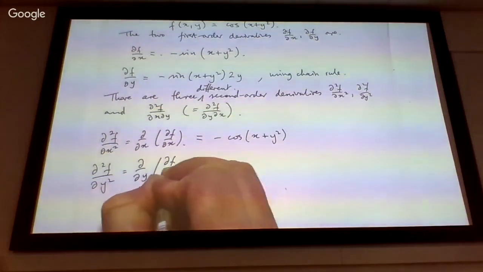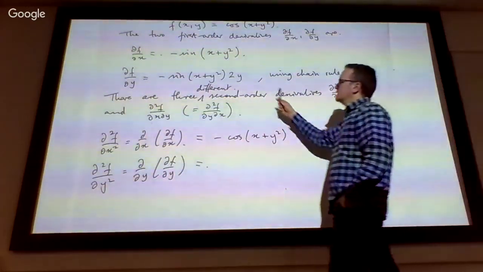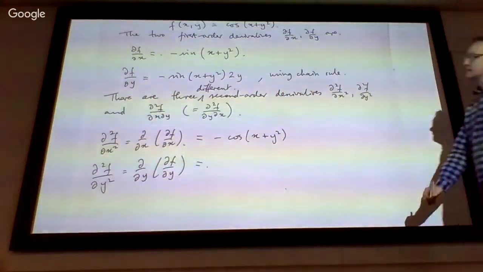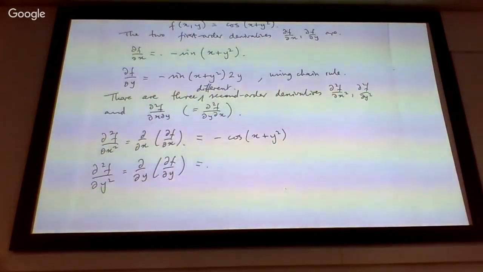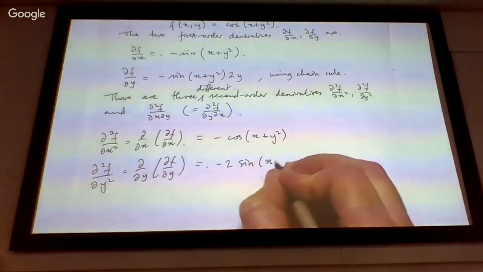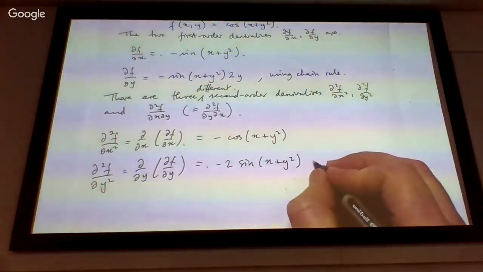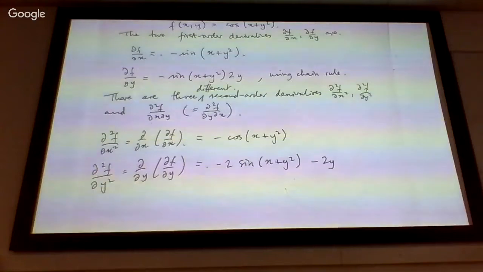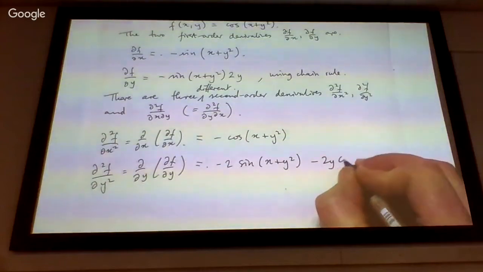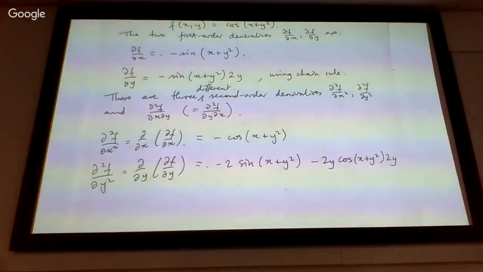dy of df dy, well, for this we're going to have to use the product rule. Okay, first of all, so it's minus 2y times the sine of the bracket. So applying the product rule, it's going to be minus 2 times the sine of the bracket. And then minus 2y again, this time times the derivative of the sine of the bracket. And the derivative of the sine of the bracket is cosine of x plus y squared. And we pick up another factor of 2y from doing the chain rule.